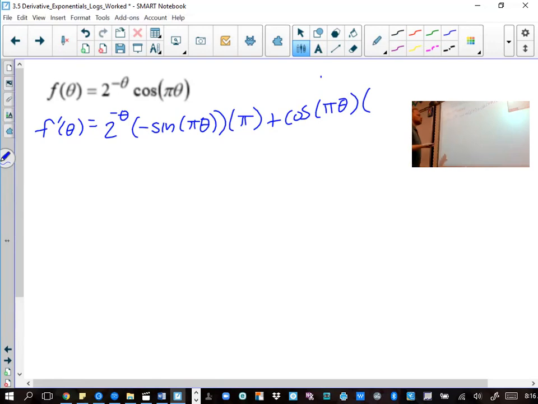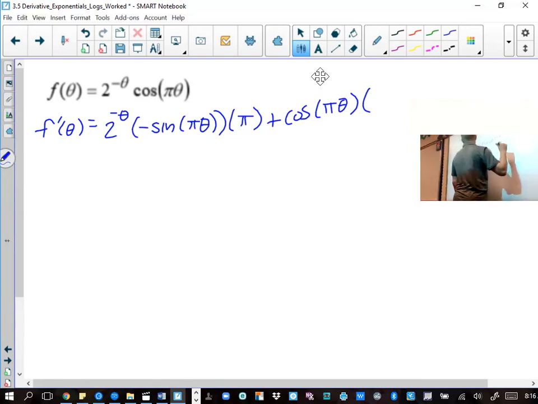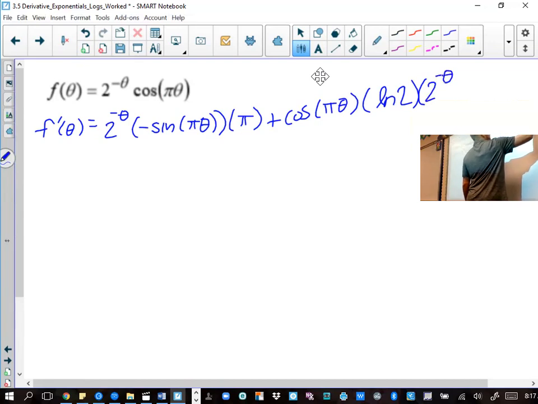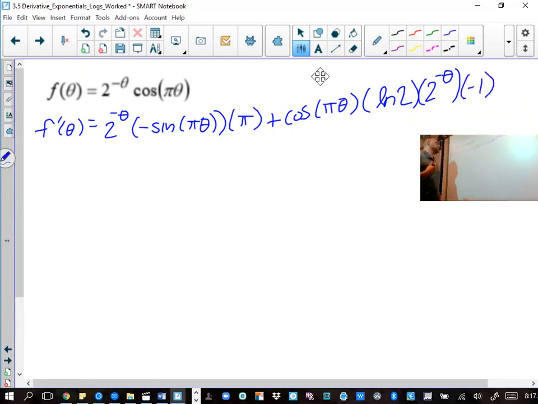So our first function is an exponential. And so when we write that, we write this as the natural log of 2 times 2 to the negative theta, okay? But this is a chain rule because the inner, in this case, is the negative theta, so this is a negative 1. And then we're just going to simplify this a little bit.